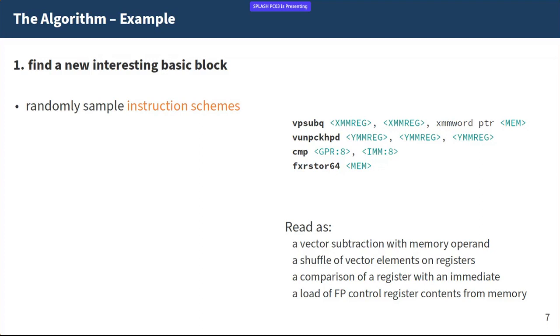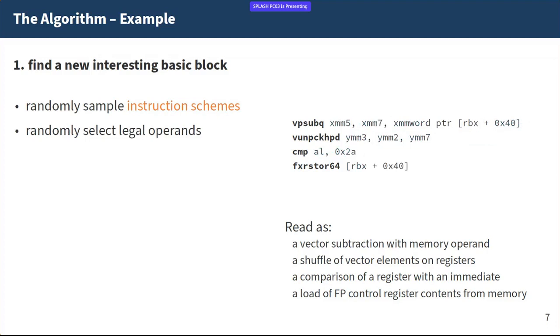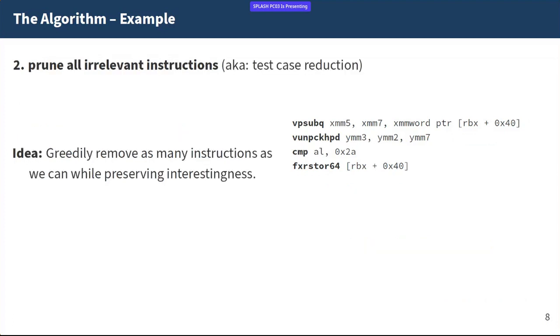Again, don't worry too much about the semantics of this basic block. The next step then is to randomly select legal operands for the typed holes. We then have actually a valid basic block that we could execute, or we could put it into the tools under investigation, which we do. And for this example here, we might find out that llvm-mca, the LLVM-based tool, crashes for this input. So that's definitely interesting.